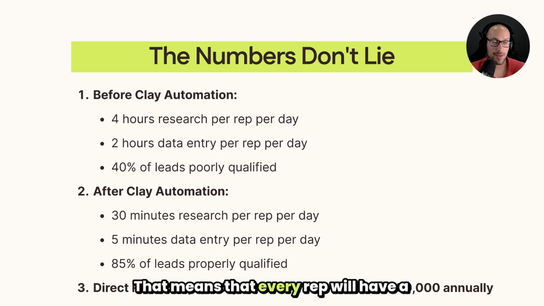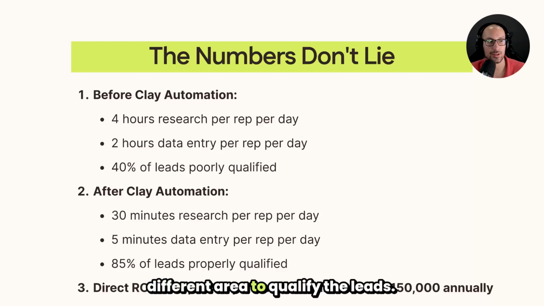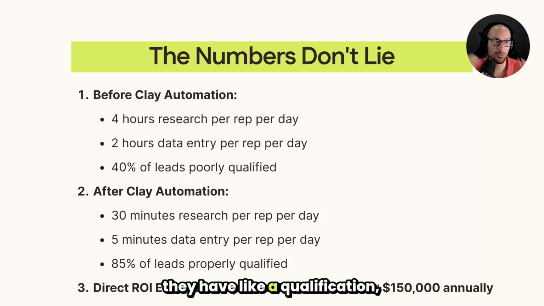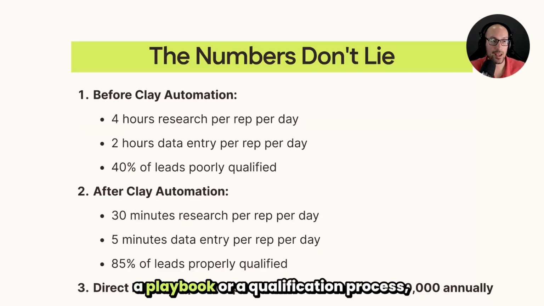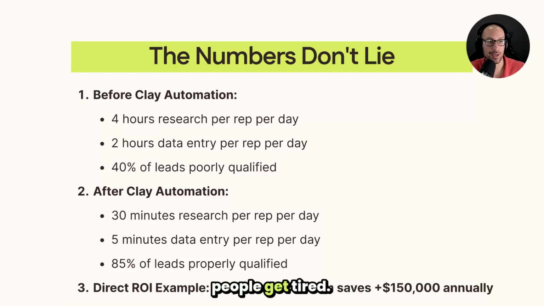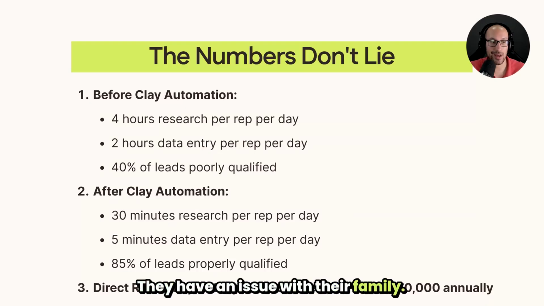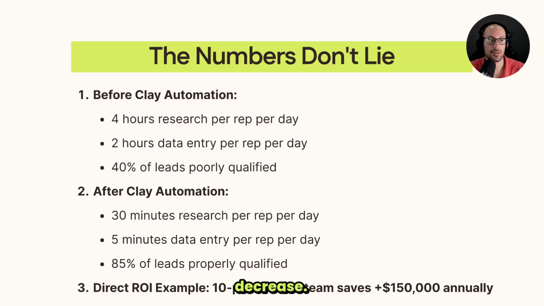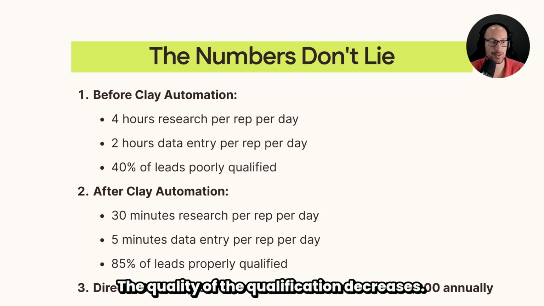That means that every rep will have a different criteria to qualify the leads. But also, you will notice that even though they have a qualification playbook or a qualification process, since you're trusting people, people get tired. People get exhausted. They have an issue with their family. So in those situations, the quality of the qualification decreases.